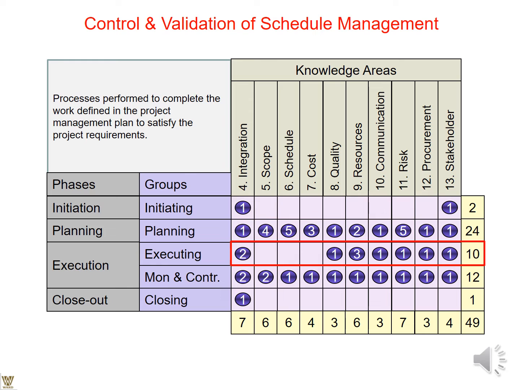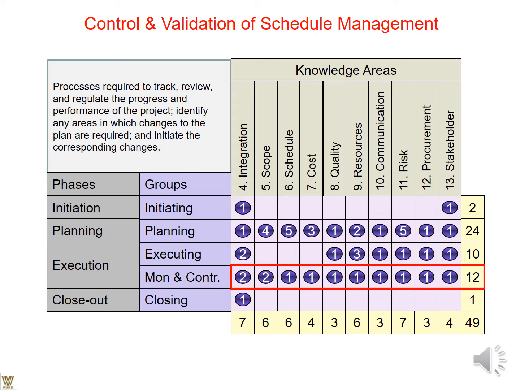This is where we need to understand, except for the scope, the schedule and the cost, which are beyond the ambit of the execution part, everything else has to be involved. Let us talk about integration, quality, resources, communication, risk, procurement, even the stakeholders. Everything should be kept in, notified, they should be in.